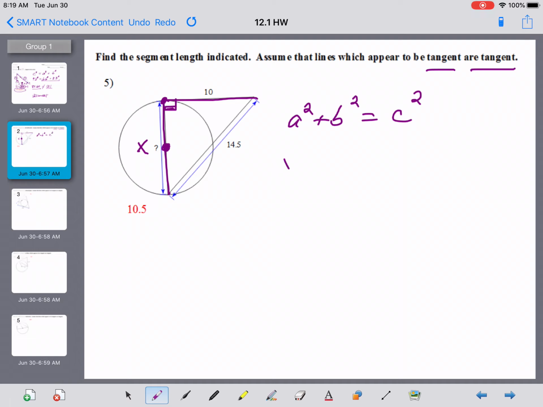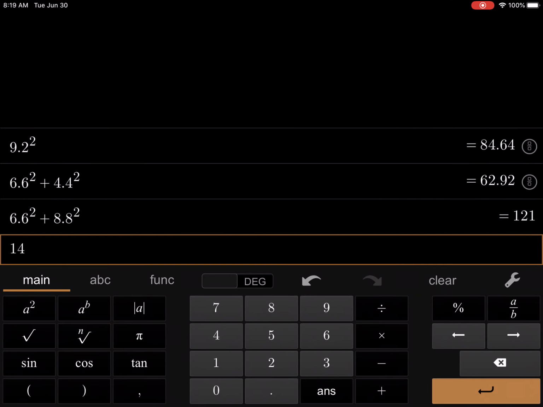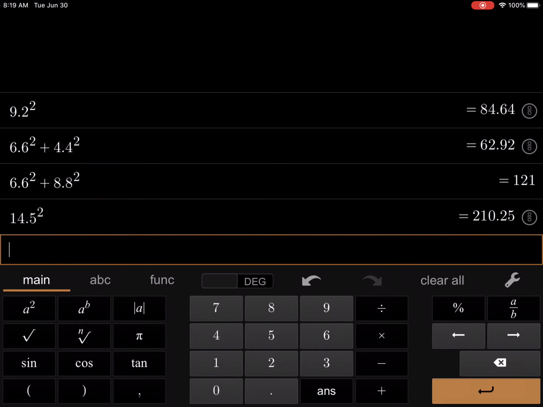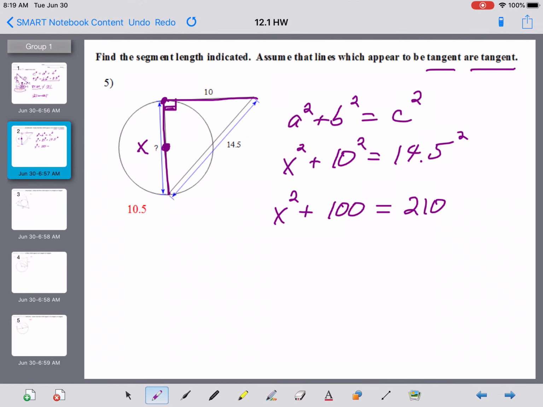We're missing one of our legs, that's x. The other leg is 10, and the hypotenuse here is 14.5. So let's see what we've got. x squared plus 10 squared is 100, and that 14.5, we're going to need some help squaring that, I think. So 14.5 squared is going to get us 210.25. So that goes right here. Okay, two steps and we got it, guys.